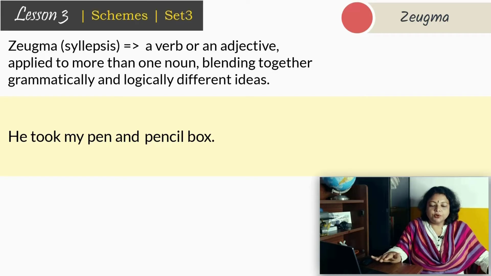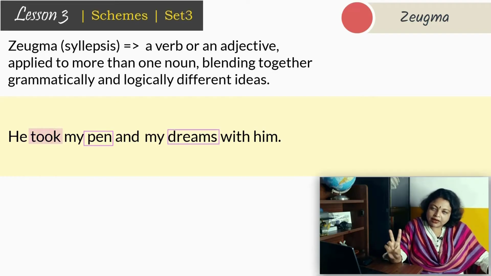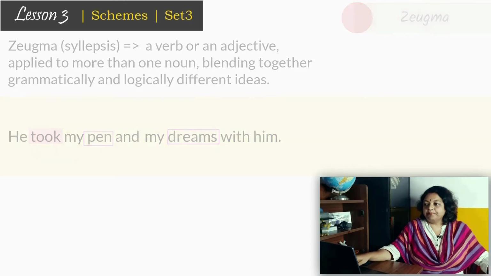But if I say, he took my pen and my dreams with him, that becomes something different. So, if there are two objects, it is not necessary that there will be a zeugma. There will be a zeugma if those two objects are not related or they do not belong to the same level of practicality or same level of existence. Okay, so then that's a zeugma.